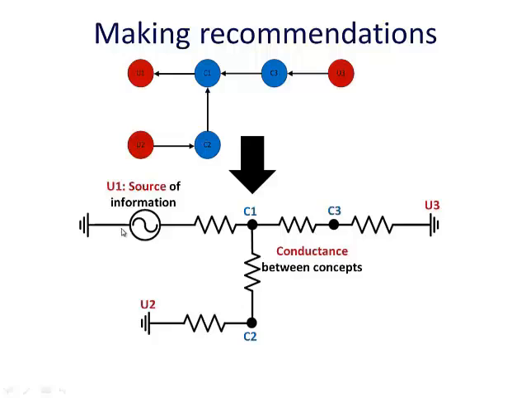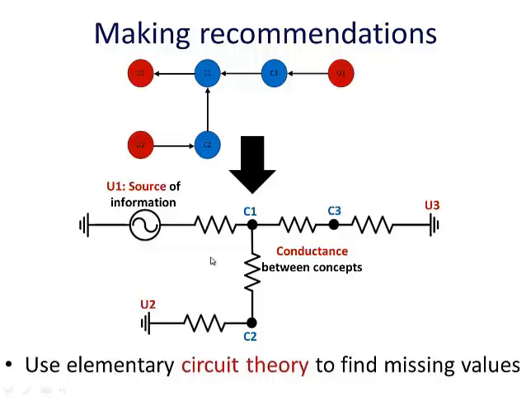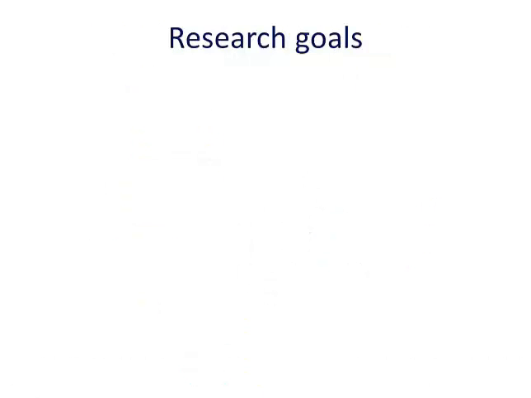For instance, we can look at user 1, who created the thread in the first place, as the source of the information, and therefore he becomes the energy source of the circuit. The concepts become the junction points between these conductance values, and the conductors are the edge weights. It turns out that if we make one assumption about the current flow in the circuit, then we can use elementary circuit theory to find the missing values of the conductances between C1 and C2, and C1 and C3, and then transform them back into the original graph.